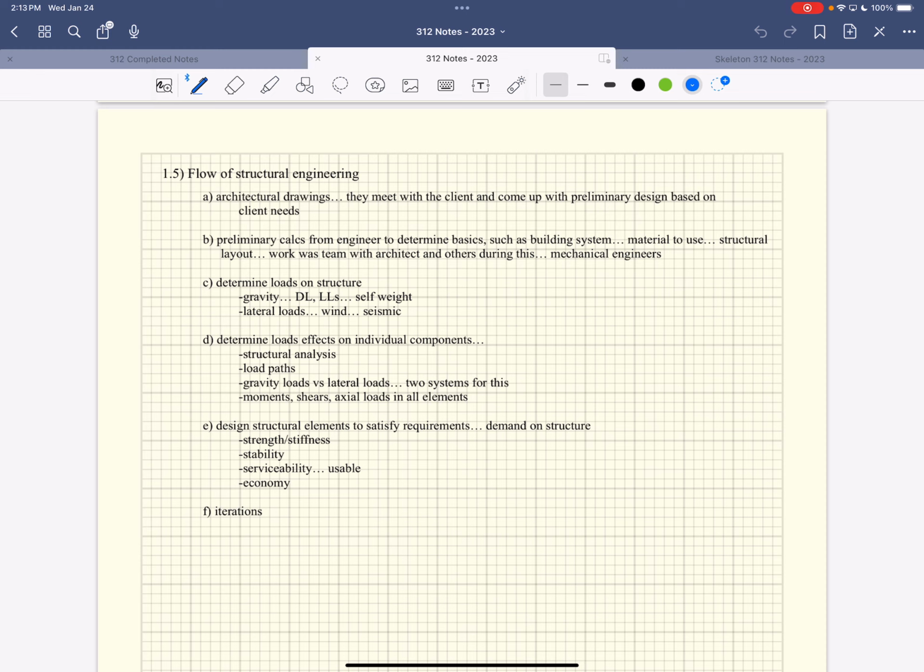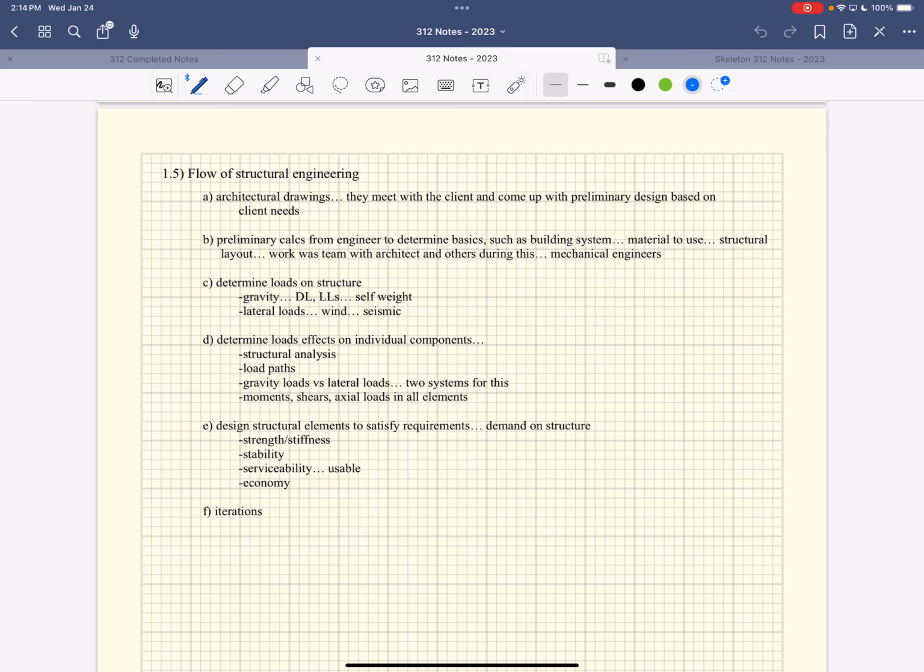You take those loads, they go into these elements, and then we'll design the structure. It has to meet strength and stiffness requirements. It has to be stable. It has to be serviceable, right? You have to be able to use the building afterwards. And then you have to make it inexpensive, right? You have to make it barely stand up. I think we talked about that before. That's one of the purposes of being a structural engineer: you want to make it as strong as it needs to be, but not stronger.